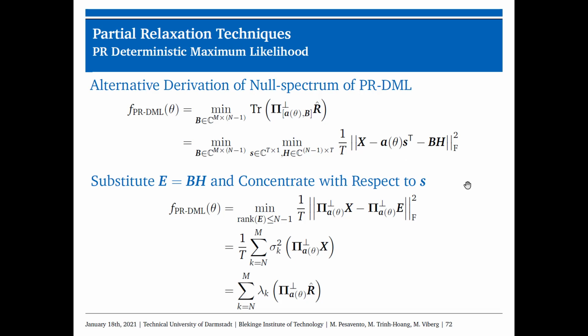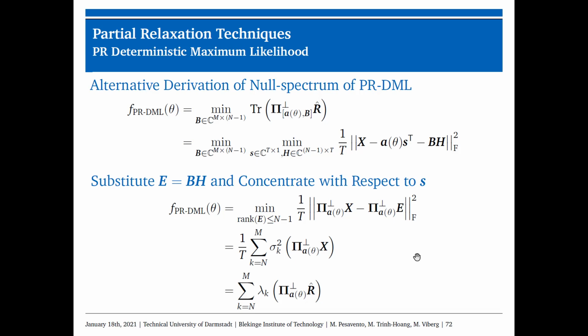The original problem then turns into a best rank approximation problem, where the rank constraint comes from the introduction of the new variable E. The solution of this best rank approximation problem in the Frobenius norm sense is given by the sum of the singular values squared, or equivalently the sum of the eigenvalues, similarly to the previous slide. With this derivation, we successfully apply the PR concept to the DML estimator.